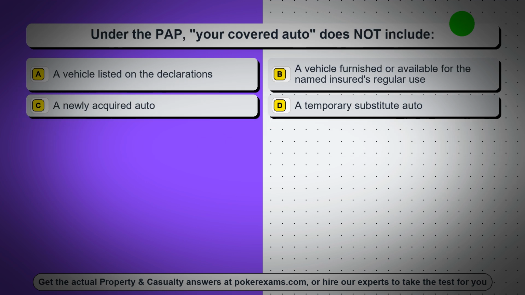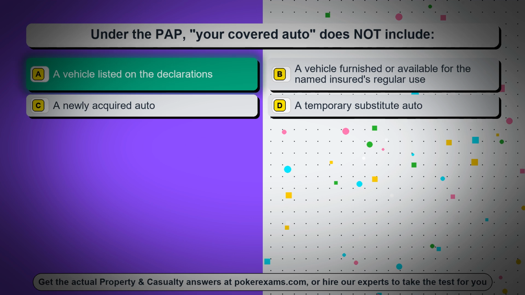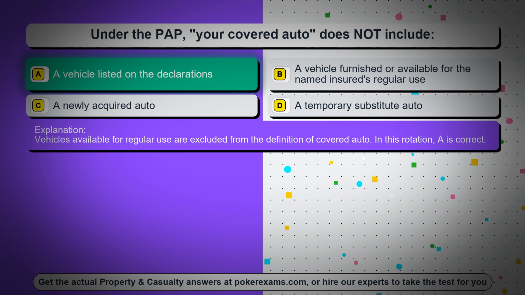Question 30. Under the PAP, your covered auto does not include, option A, a vehicle listed on the declarations. Option B, a vehicle furnished or available for the named insured's regular use. Option C, a newly acquired auto. Option D, a temporary substitute auto. The correct answer is option A, a vehicle listed on the declarations. Vehicles available for regular use are excluded from the definition of covered auto. In this rotation, A is correct.